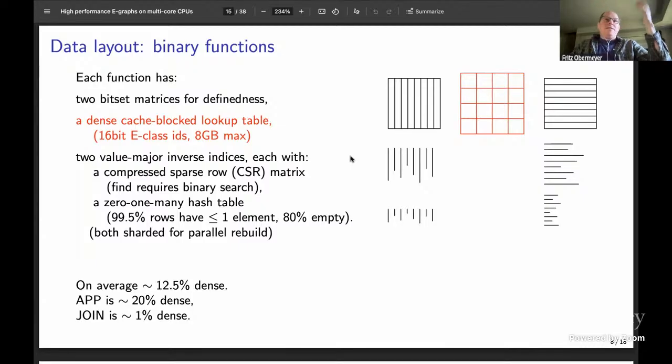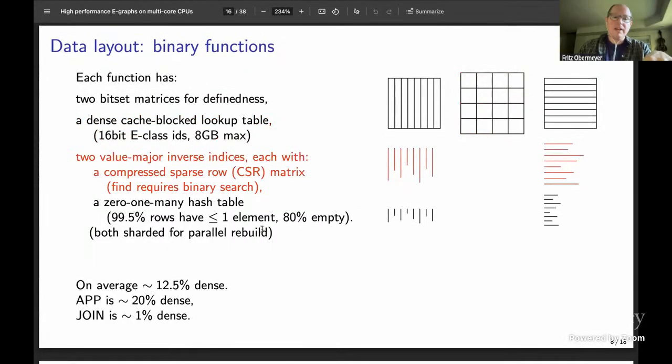But then again, the equality saturation is about 10 times more expensive. Okay, so the other piece of data is these indices.